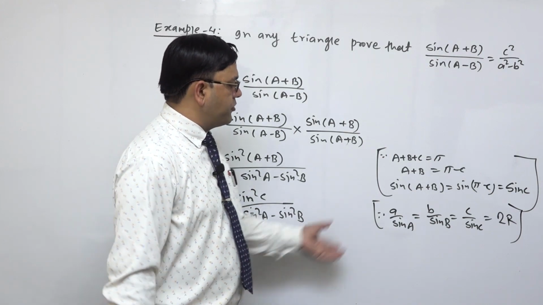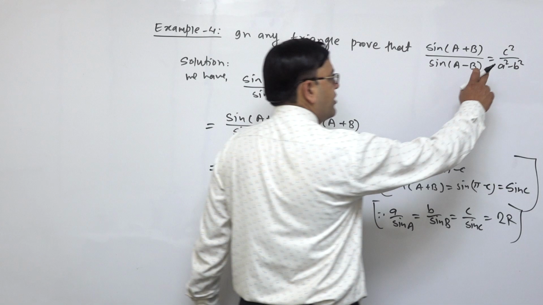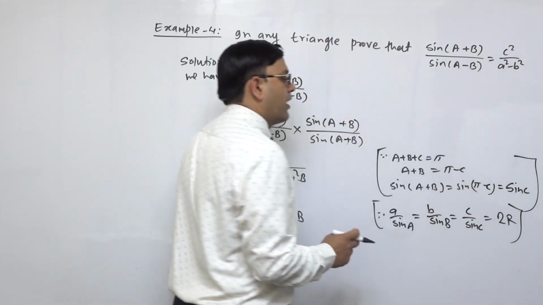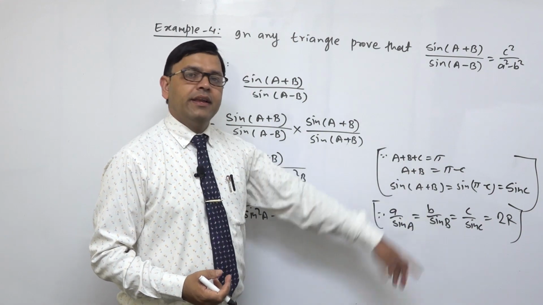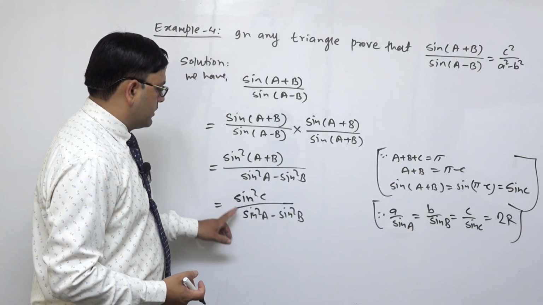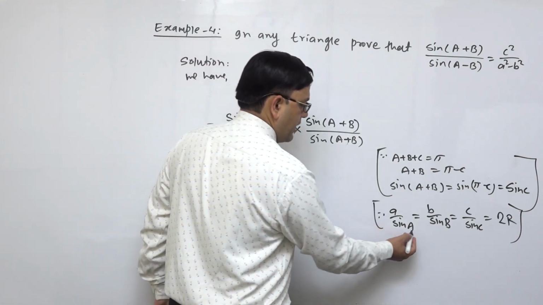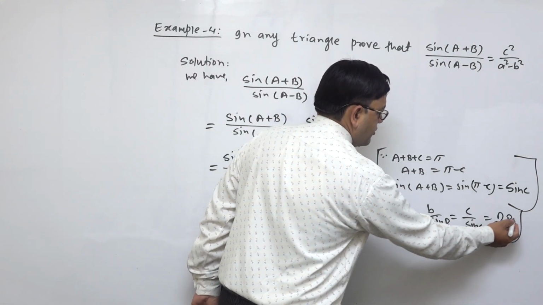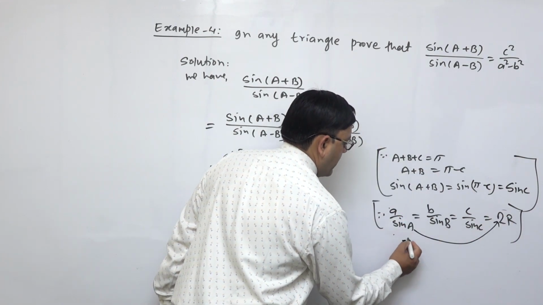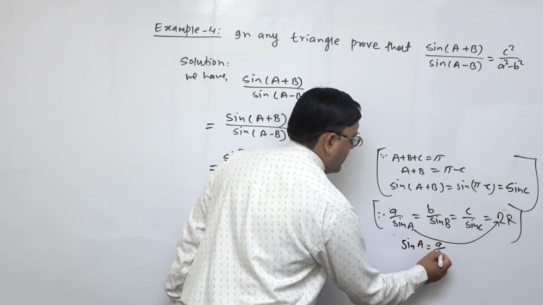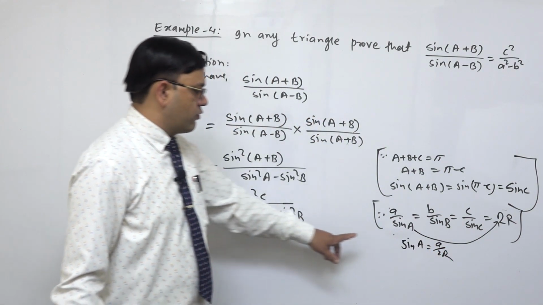Students, why are we going to use this formula? I think you know we have to find this in terms of small a, b and c in the RHS. So we have to change this sine in terms of a, b and c. So instead of sine square A, we can put a by 2R here. We can write sine A is equal to a by 2R. So instead of sine A, we can use this one.